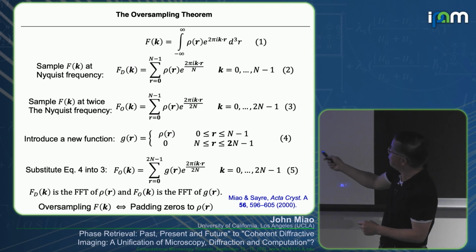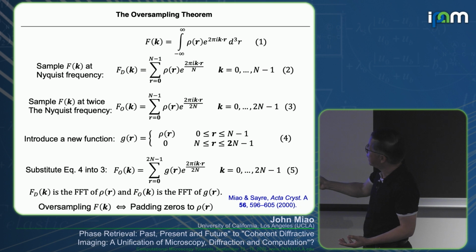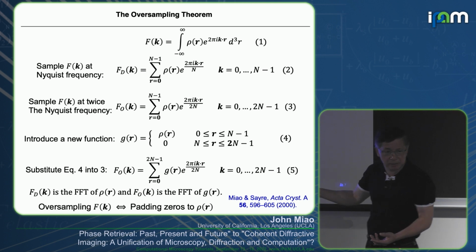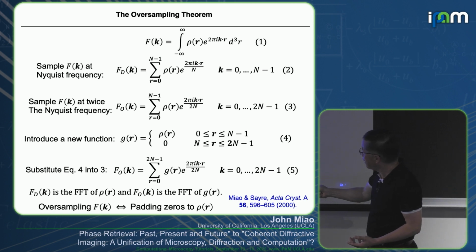If a Fourier transform is continuous, we always digitize it. So you digitize it, sampling at the Nyquist interval, and you get this. And then you sample twice finer. So k goes from 0 to n minus 1, and r still goes from 0 to 1. This is 3D, meaning k1, k2, k3. We just simply introduce a new function, and you find this oversampled transform is exactly equal to this.